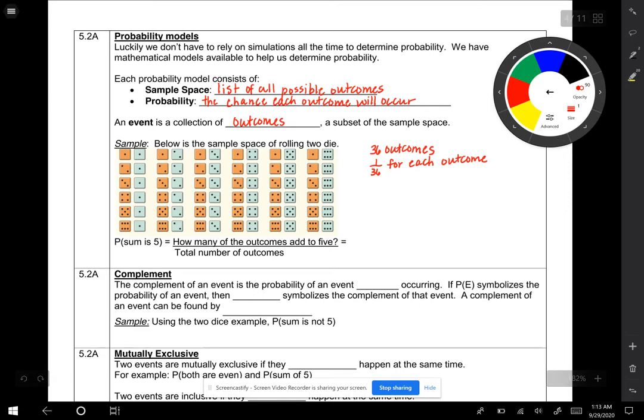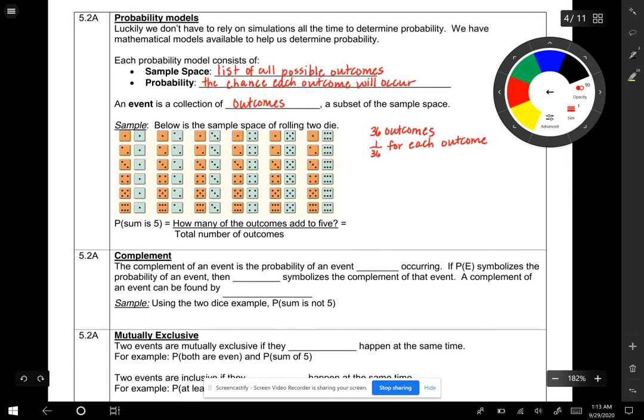In this particular problem, using that model, using the sample space, what is the probability that the sum is 5? So remember that P, and in parentheses, the sum is 5. In order to do that, we need to find out how many of the outcomes add to 5 divided by the total number of outcomes. So here is a 5. There's the sum of 5. So 4 outcomes out of 36 total outcomes.